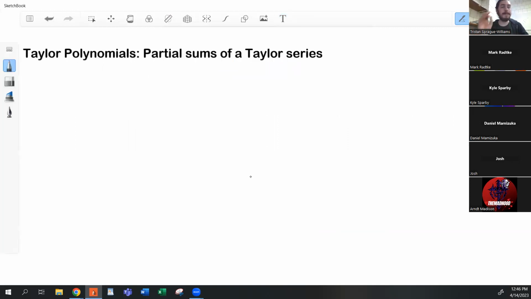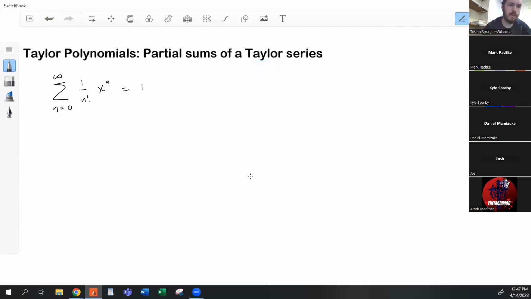Taylor polynomials, partial sums of a Taylor series. Okay. So if we look at that e to the x one that we already got, it's just 1 over n factorial x to the n, then the Taylor polynomials are denoted with P subscript. So P0 is 1. Well, hang on.